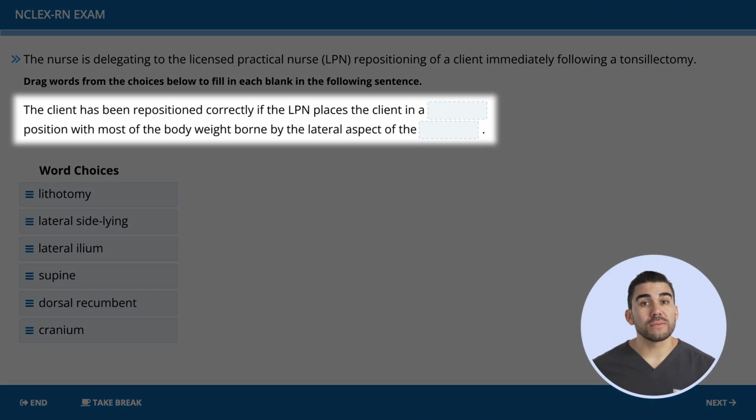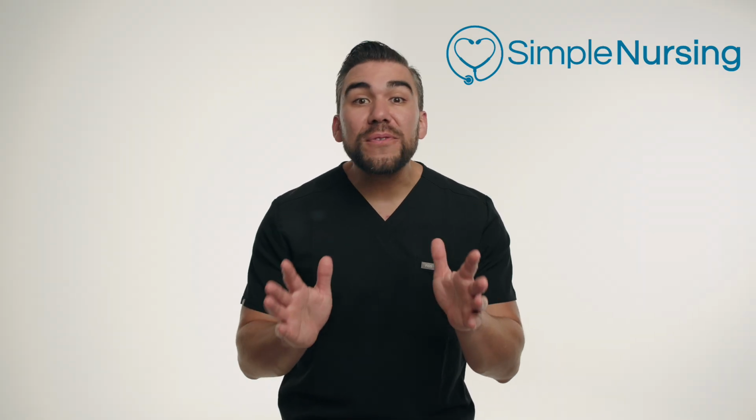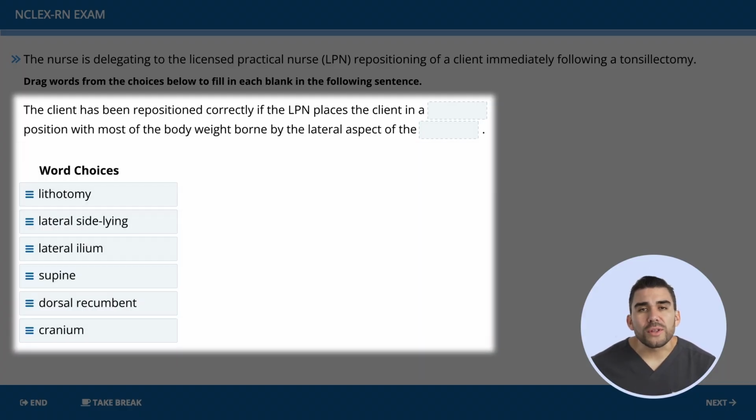Okay, now let's look at the question. The client has been repositioned correctly if the LPN places the client in a blank position, with most of the body weight borne by the lateral aspect of the blank. Okay, now for the word choices. So the first thing we're looking for is placing the client on their side, right? So in option 1, this would be incorrect. Lithotomy position places the client on their back. Huge aspiration risk, or basically choking risk.